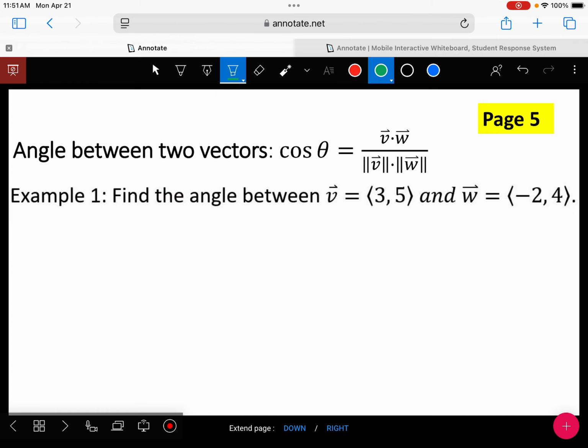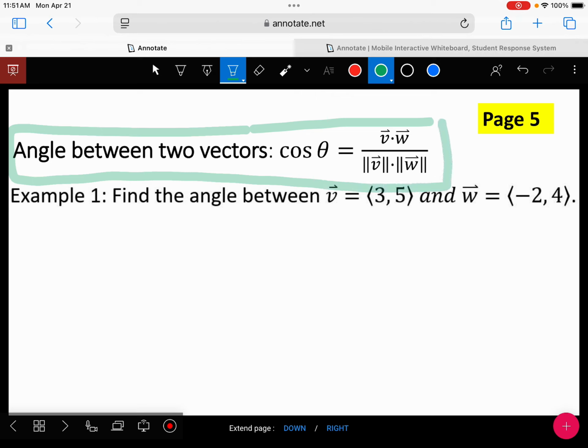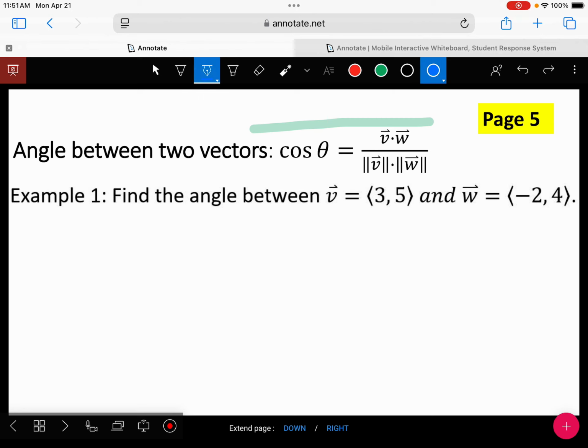Okay. So this formula, I believe, is one of the formulas that you will be given. That's the formula for finding the angle between two vectors. What this represents is the numerator. That's your dot product. That's what we do first. And then you also have to find, remember the double lines means magnitude. We have to find the magnitude of each vector.